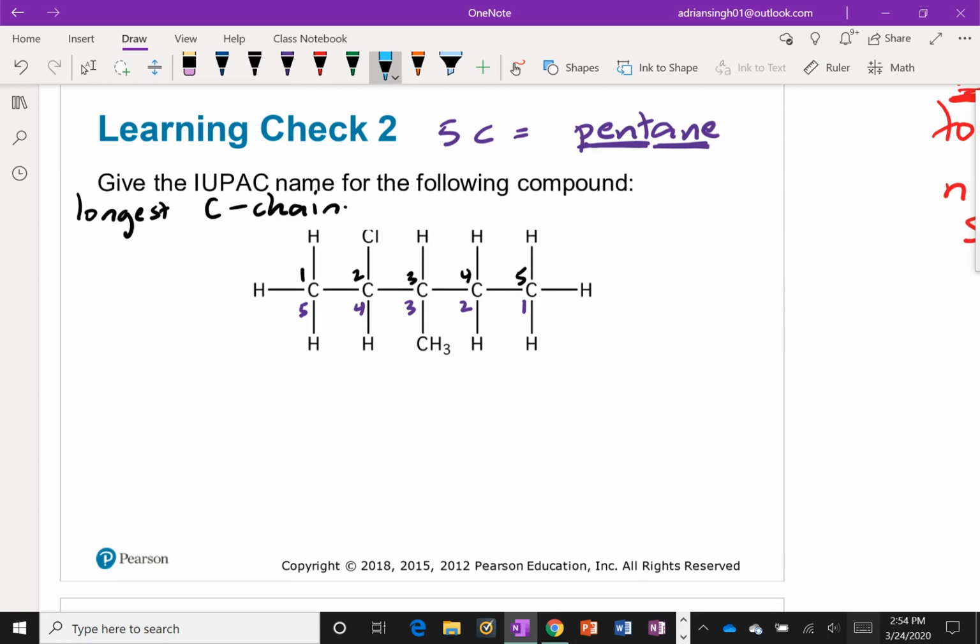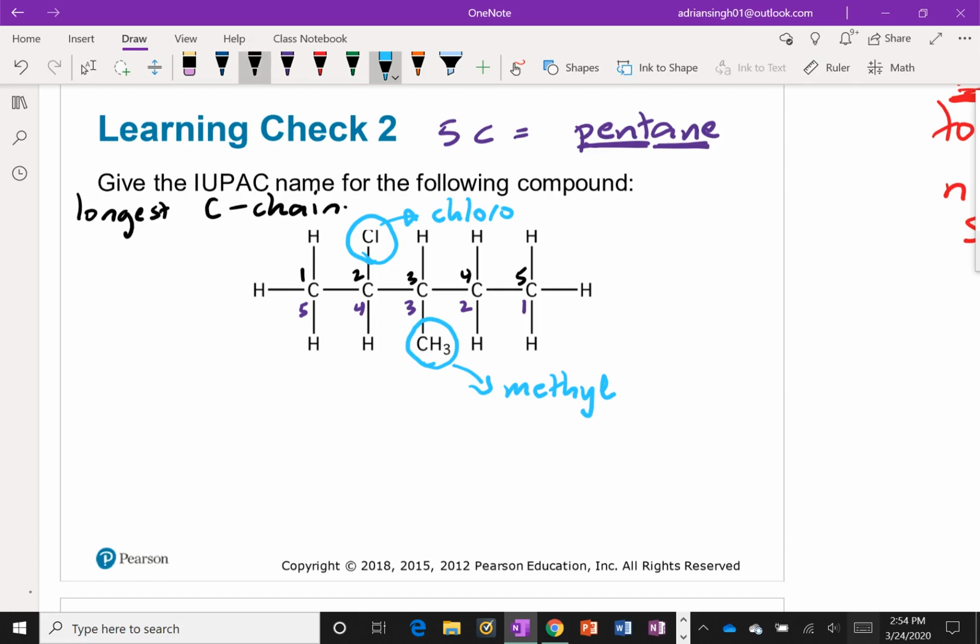So let's go through. We see there's a chlorine here, right? So chlorine is named as a substituent group, that's chloro. And then we also have a CH3 as a branch, and that's called methyl. All right, so those are our branches hanging off of the main chain. Now we need to say where those are located. And we're going to choose the option that gives us the lowest numbers possible for those things.